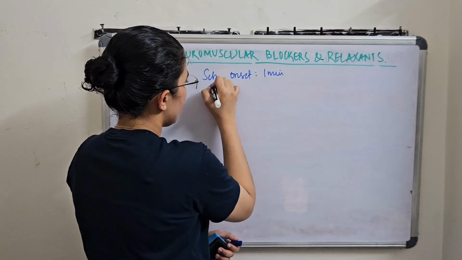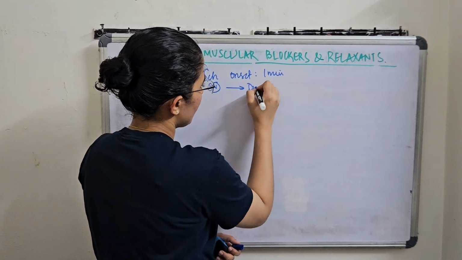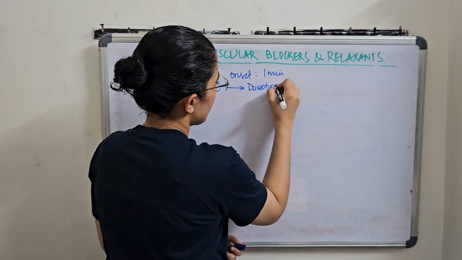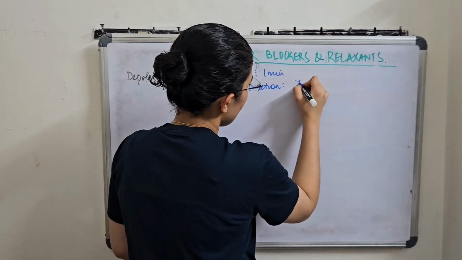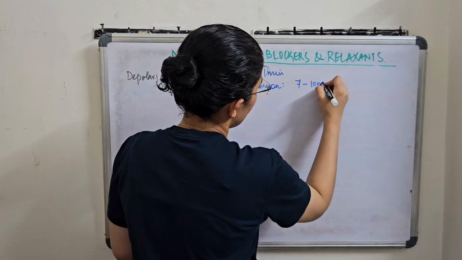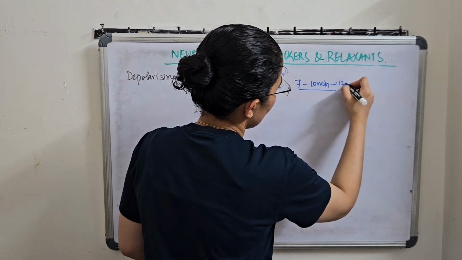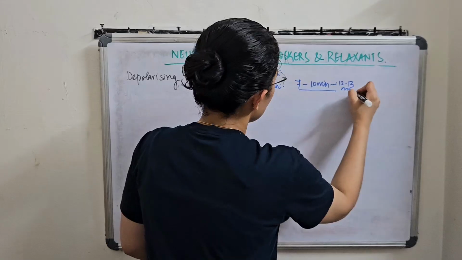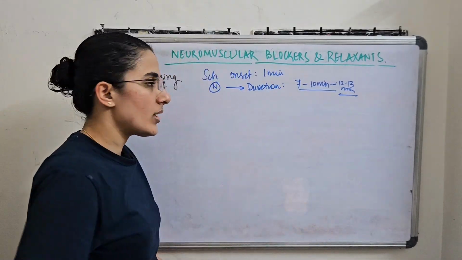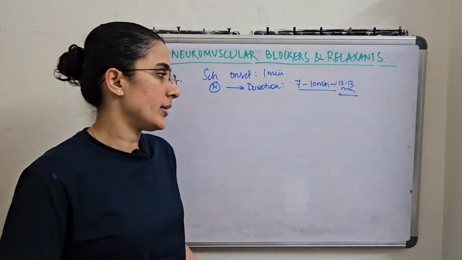Normally the duration of action will last from about 7 to 10 minutes. Okay. Sometimes even up to 12 to 13 minutes. So this will be the duration of action of succinylcholine.